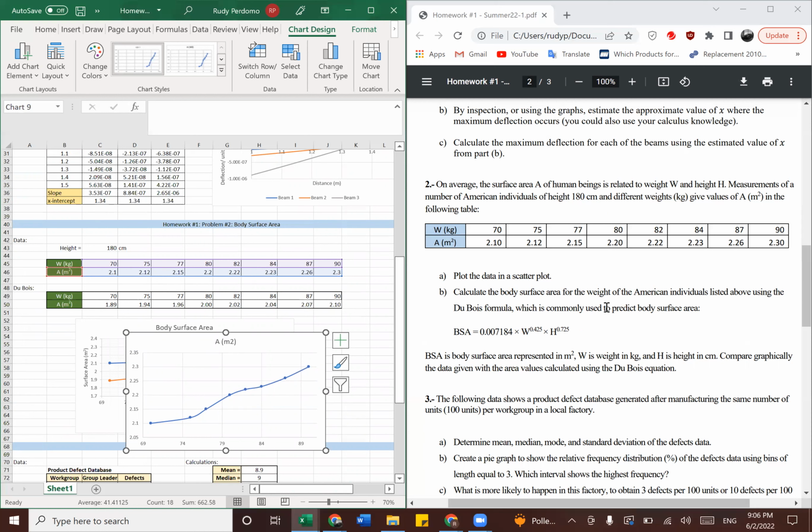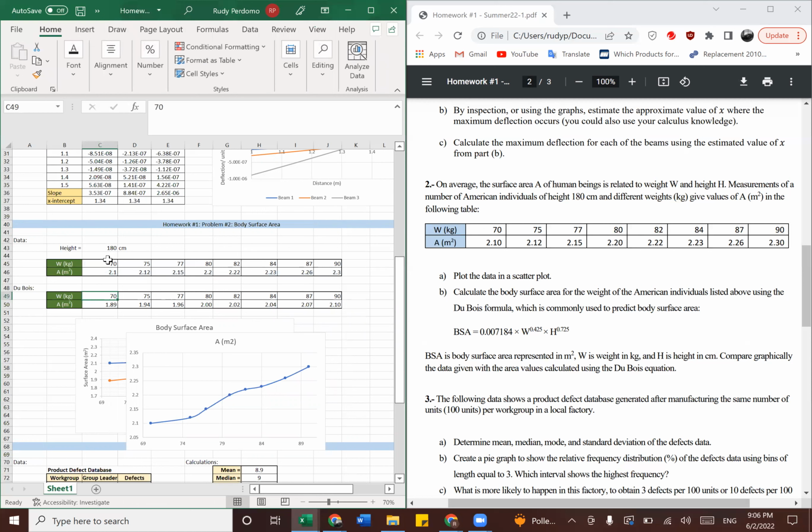So for part B, it says calculate the body surface area for the weight of the American individuals listed above using the Du Bois formula, which is commonly used to predict body surface area. So you're given the same weights. Honestly, you could just join these, put this right here, and not have to rewrite this, but I did this. So for the same weights, 84, 87, 90, you would use the formula here.